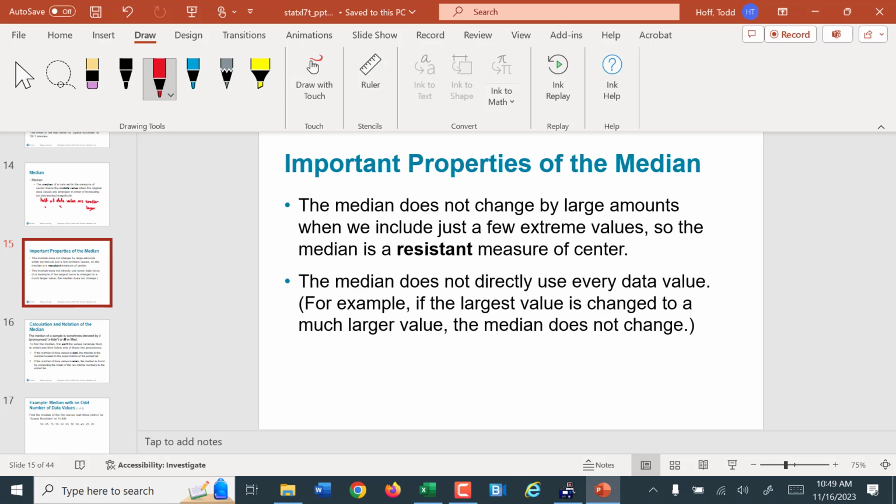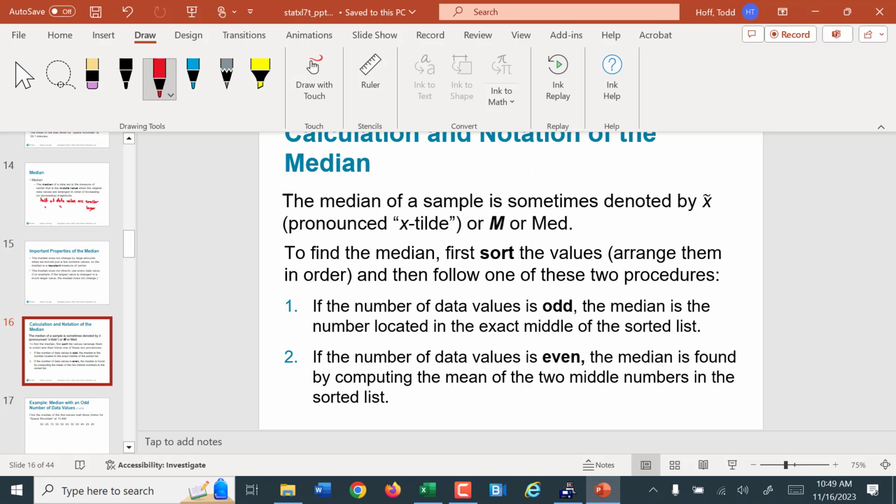So the big thing about the median is that it is resistant. As long as we have a decent sized data set, adding one really large or one really small value isn't going to change the median by much at all. However, it does not directly use every data point. So some people view that as a potential weakness of the median.